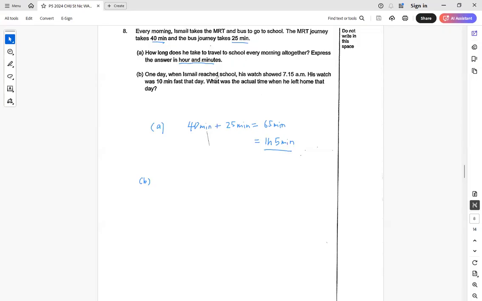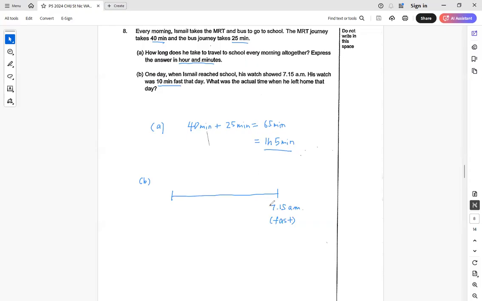One day when Ismail reached school, his watch showed 7:15 a.m. His watch was 10 minutes fast that day. What was the actual time when he left home that day? All right, so for this one, we have to use the timeline to help us. So when he reached school, his watch showed 7:15 a.m. This timing is the fast timing. Okay, so his watch was 10 minutes fast.